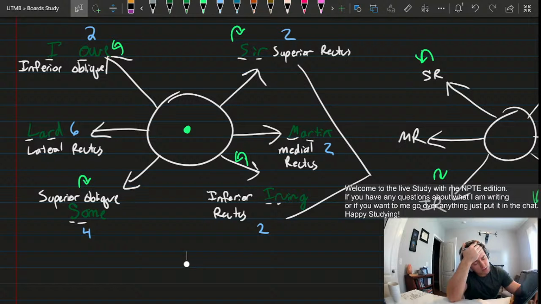There were a couple questions about it for the H test, which we'll go over in just a minute. And there were a couple questions about torticollis, what cranial nerve can cause optical torticollis. So I think it was actually cranial nerve 6.